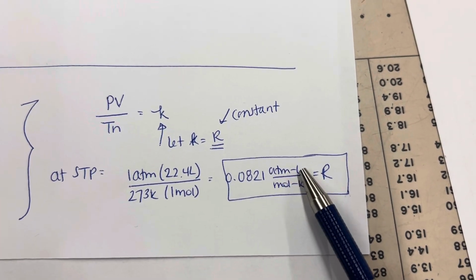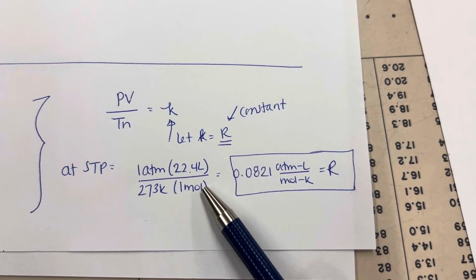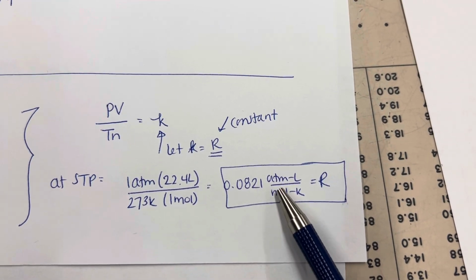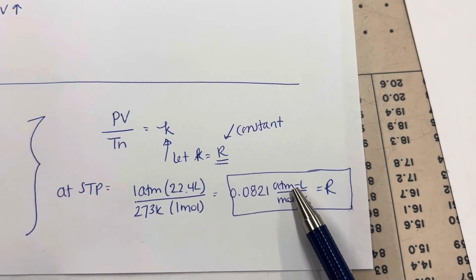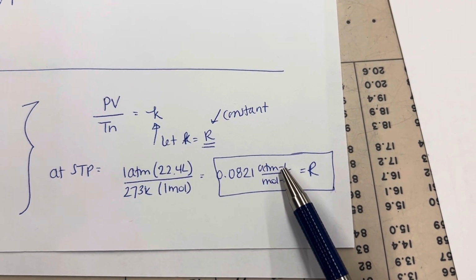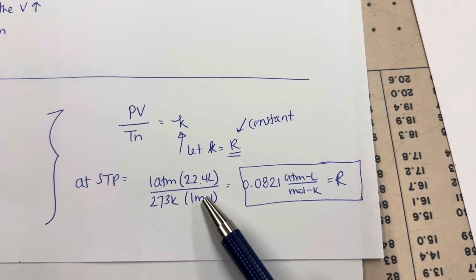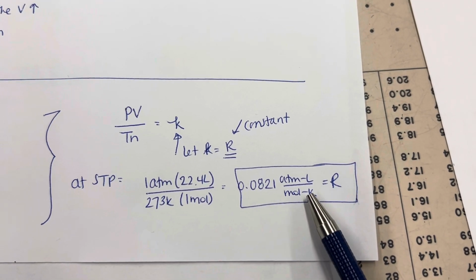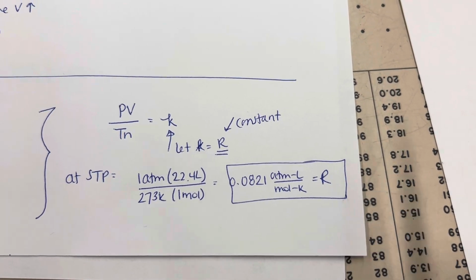The units are the hard part here. None of my units cancel out, so I have to bring them all over here, and I write atmosphere liter. Now that doesn't mean it's a negative sign here. This dash means that atmosphere and liter belong together in the numerator. And then my mole and my Kelvin are going to go together in the denominator, and I write it as mole Kelvin. This is my R value.